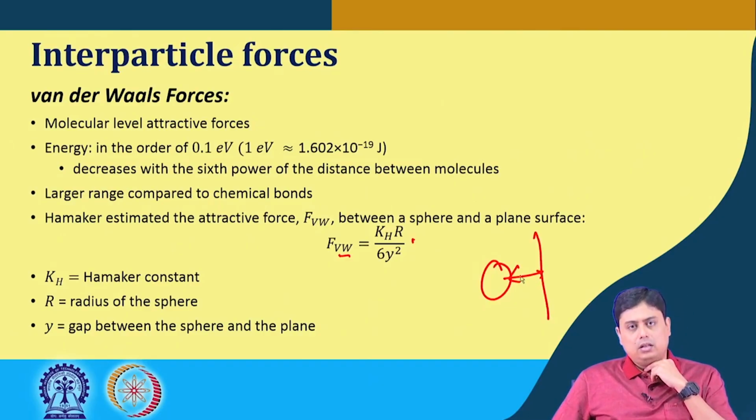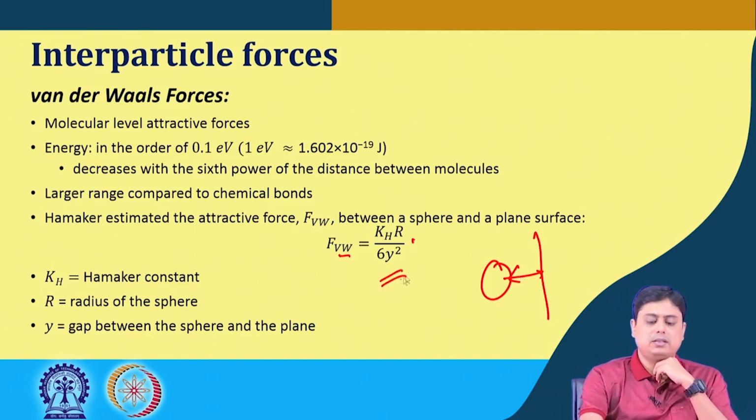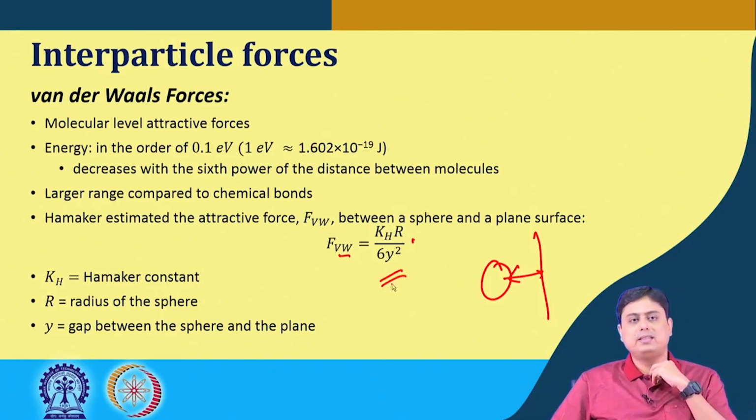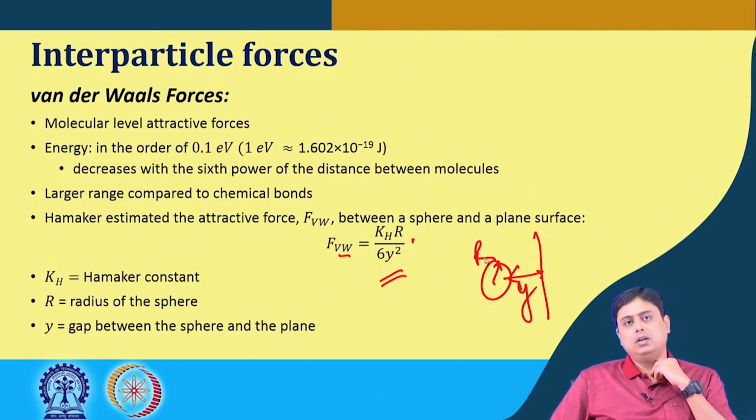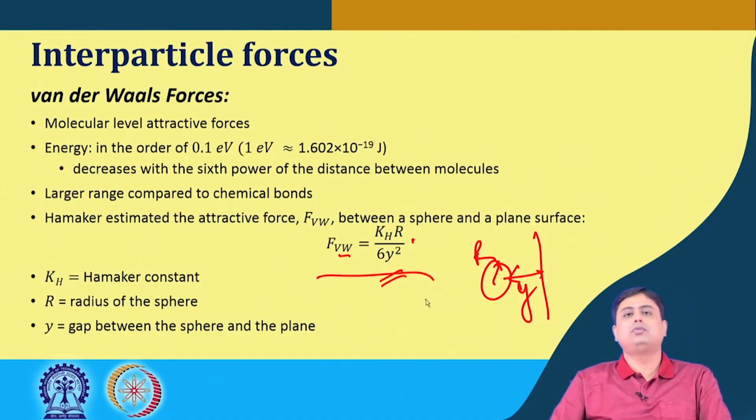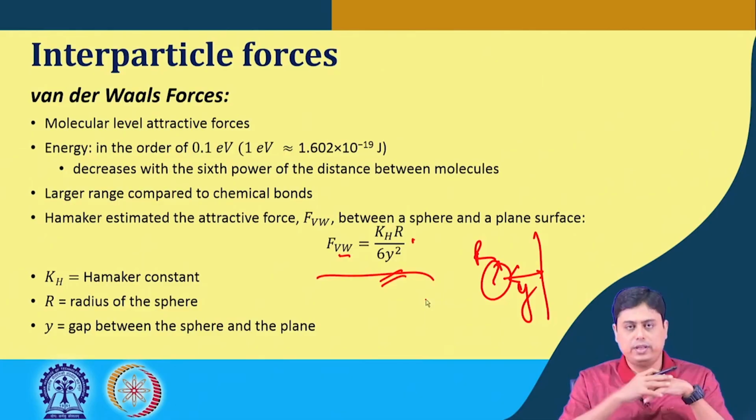that is the attraction between a spherical object and a plane surface, divided by 6y squared, where y is the gap between the sphere and the plane. This is of radius r. Similarly, there are several expressions for this force between two spherical objects, two planar objects. Different expressions are available.